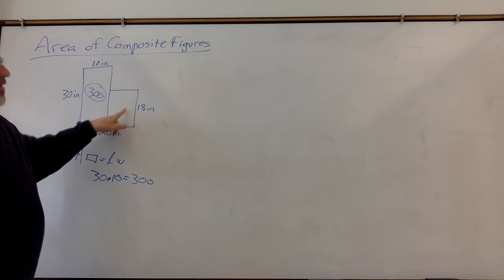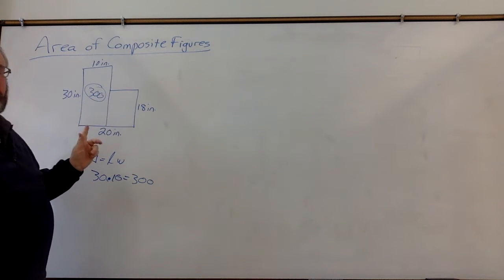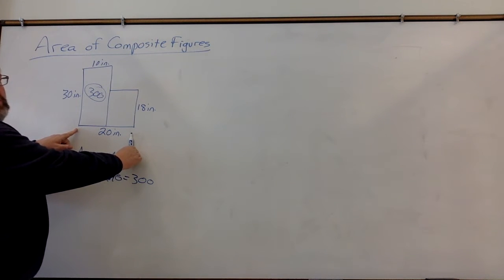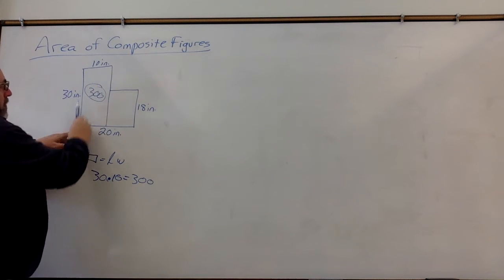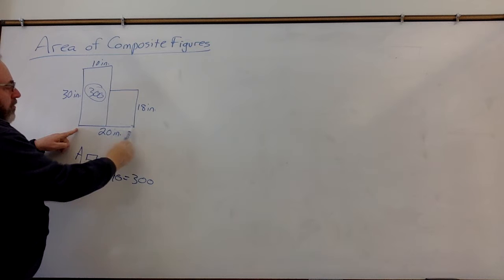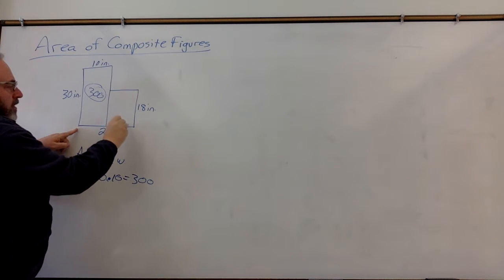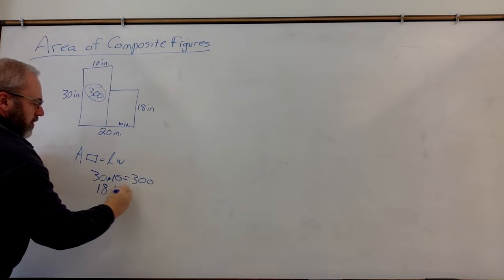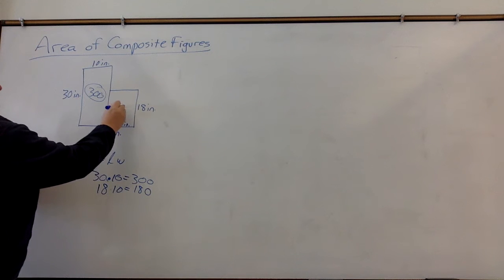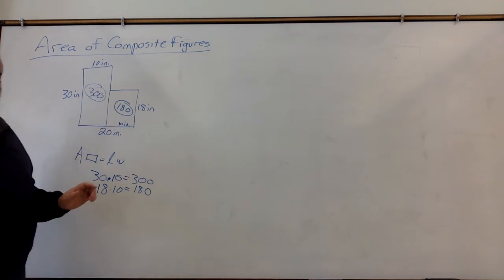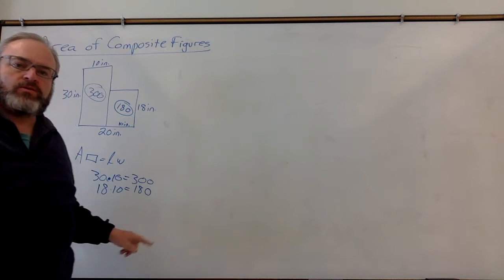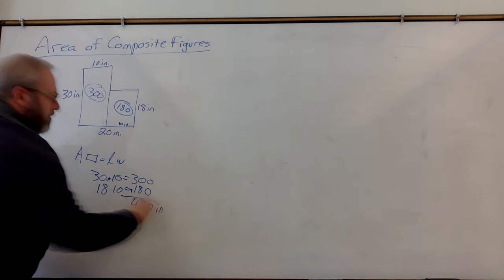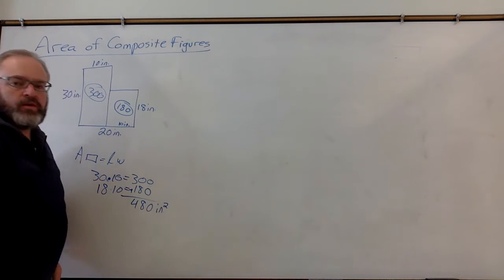Now we're going to do this one. We know this one is 18 by something. We're not sure what. But if you look here, this whole section at the bottom is 20. 10 of it is right there, so the rest must be here, which is also 10 inches. So for this one, we have 18 times 10, which is 180. And to get the area of the whole figure, we add those two numbers together. And since this is area, and we're in inches, that would be square inches.